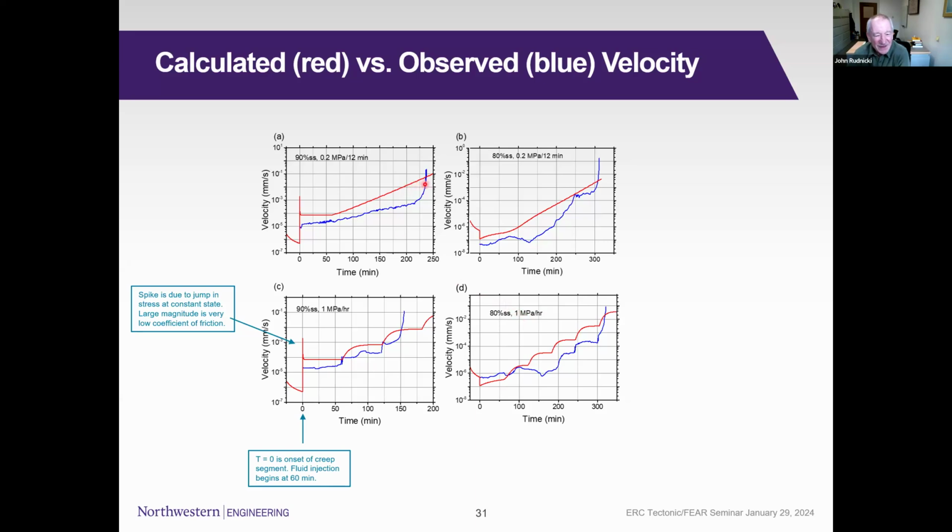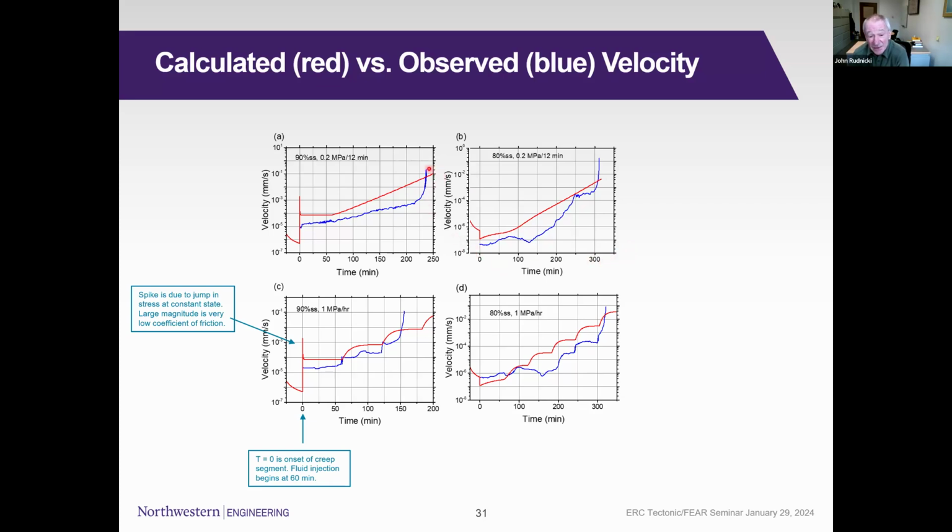You do see an increase in velocity at the end of the experiment. It's very small. Before I was plotting the log of the velocity, this is the velocity itself, and you're only up to 1/10 of a millimeter per second. The calculation gets to a value about that, but the rate of increase in the experiment is much higher than in the calculation. So again, that's a discrepancy.